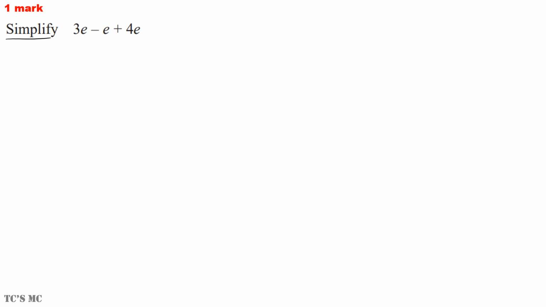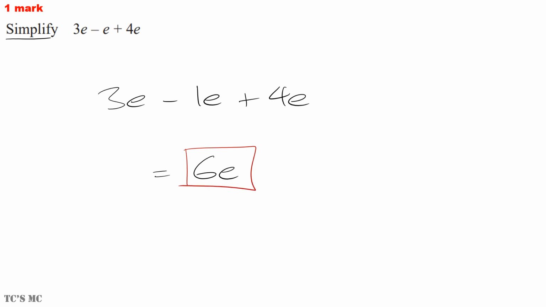Simplify 3e, subtract e, add 4e. I am going to rewrite this as 3e, subtract 1e, add 4e. Now we have 3e subtract 1e, which gives us 2e. Add on the 4e and we have 6e. For 1 mark, we just need to write 6e.